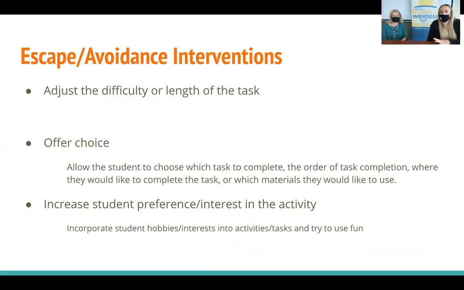The other thing that you can try is offering choice. So you can do this or you can do this. So they can choose the order, or where they can complete the task, or what they're going to use for the task. There's a lot of ways that you can offer choice, and kids, especially defiant kids, really respond to choice. Another thing is you can increase their preference or the interest in the activity.